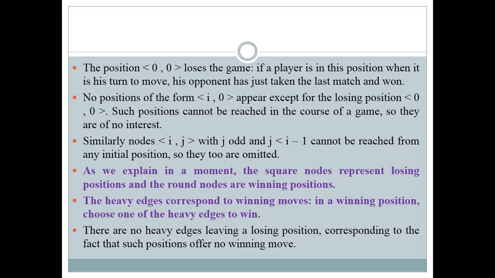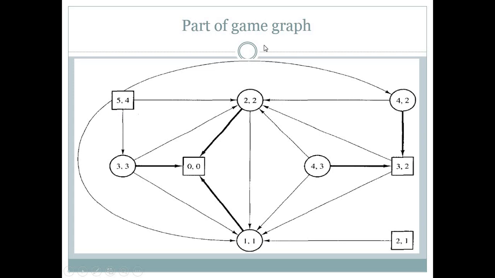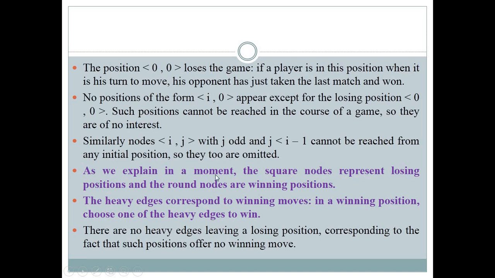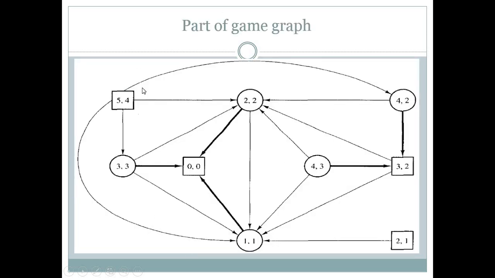As we explain in a moment, the square nodes represent losing positions and the round nodes are winning positions. As you can see in this figure, the heavy edges correspond to winning moves. In a winning position, choose one of the heavy edges and win. There are no heavy edges leaving a losing position, corresponding to the fact that such positions offer no winning move. You can see this in the graph.